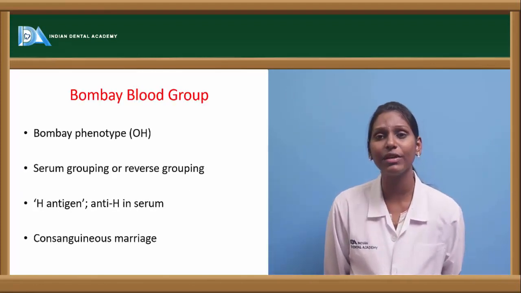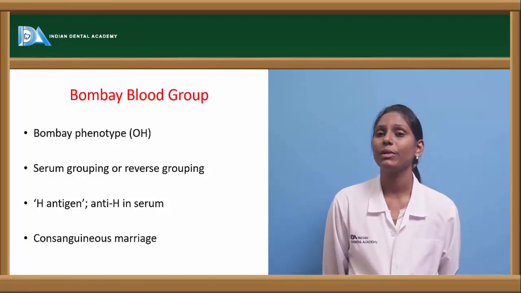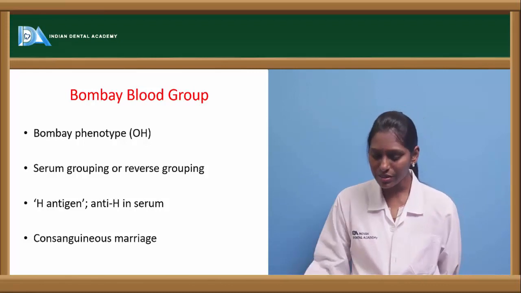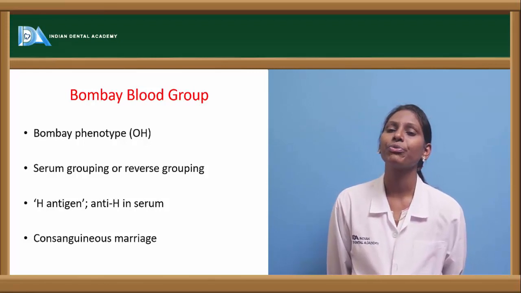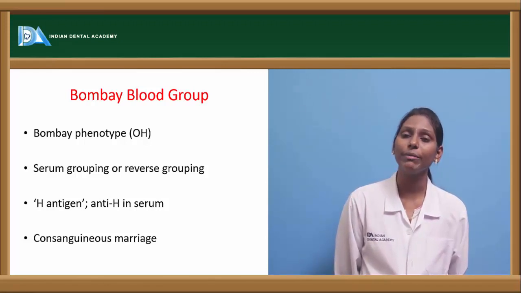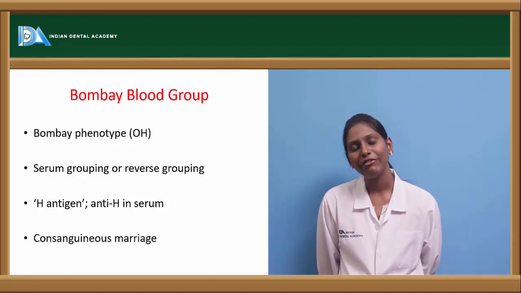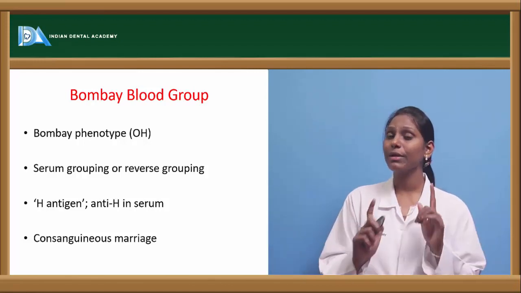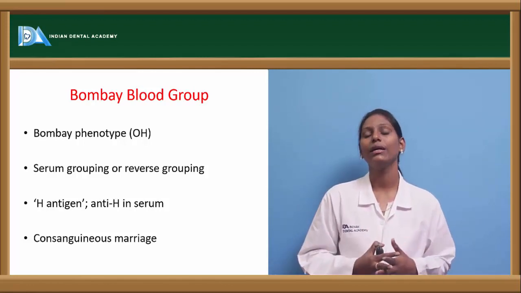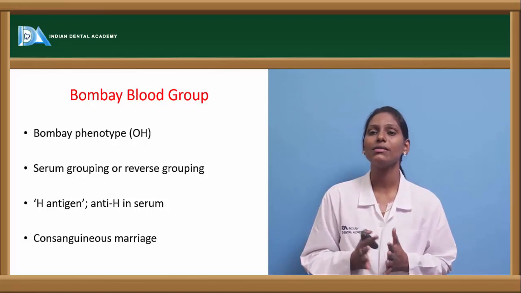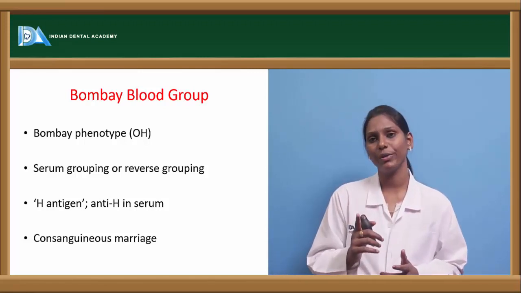And the final one we have is the Bombay blood group, one of the rarest blood groups. This Bombay blood group was called so because it was first identified in Bombay by Bhende et al. Normally this Bombay blood group has the OH phenotype. Remember, the Bombay blood group needs the same blood group for blood transfusion. In this Bombay blood group, apart from your normal blood grouping, you also have to do reverse grouping or serum grouping.